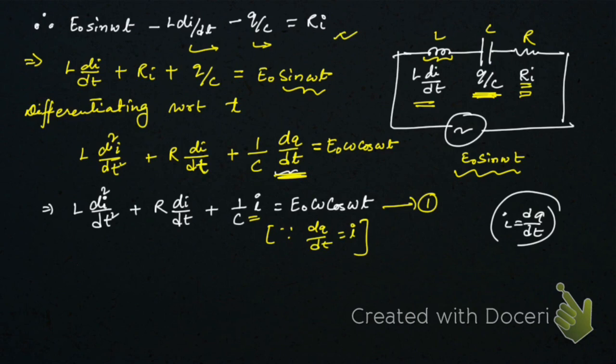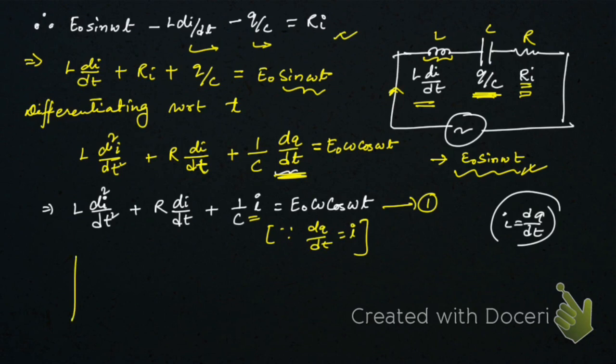So in the steady state, the current alternates with the same frequency as the applied EMF, but may differ in amplitude, right? So if this is the applied EMF, the current in this circuit will alternate with the same frequency as this applied EMF, but amplitude and phase may be different, right?